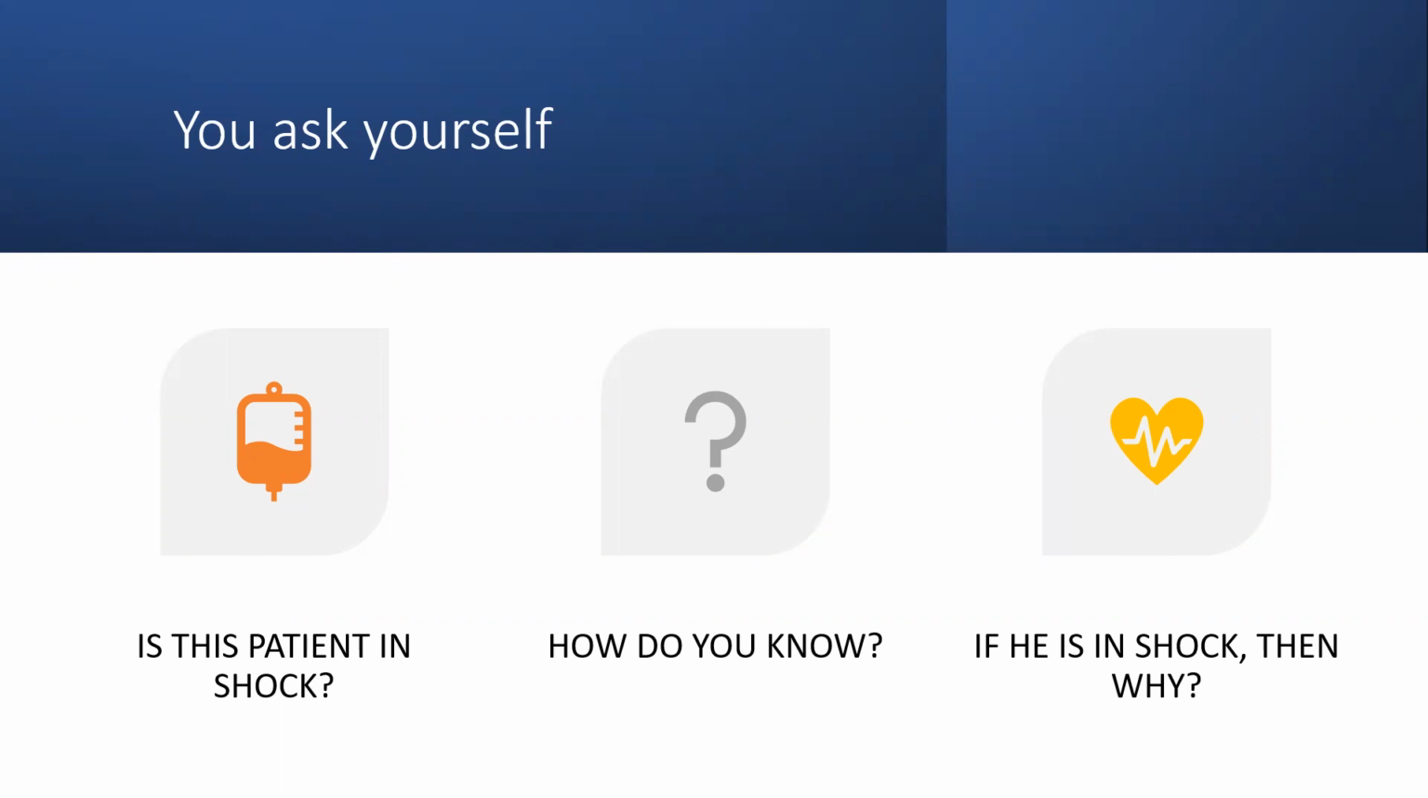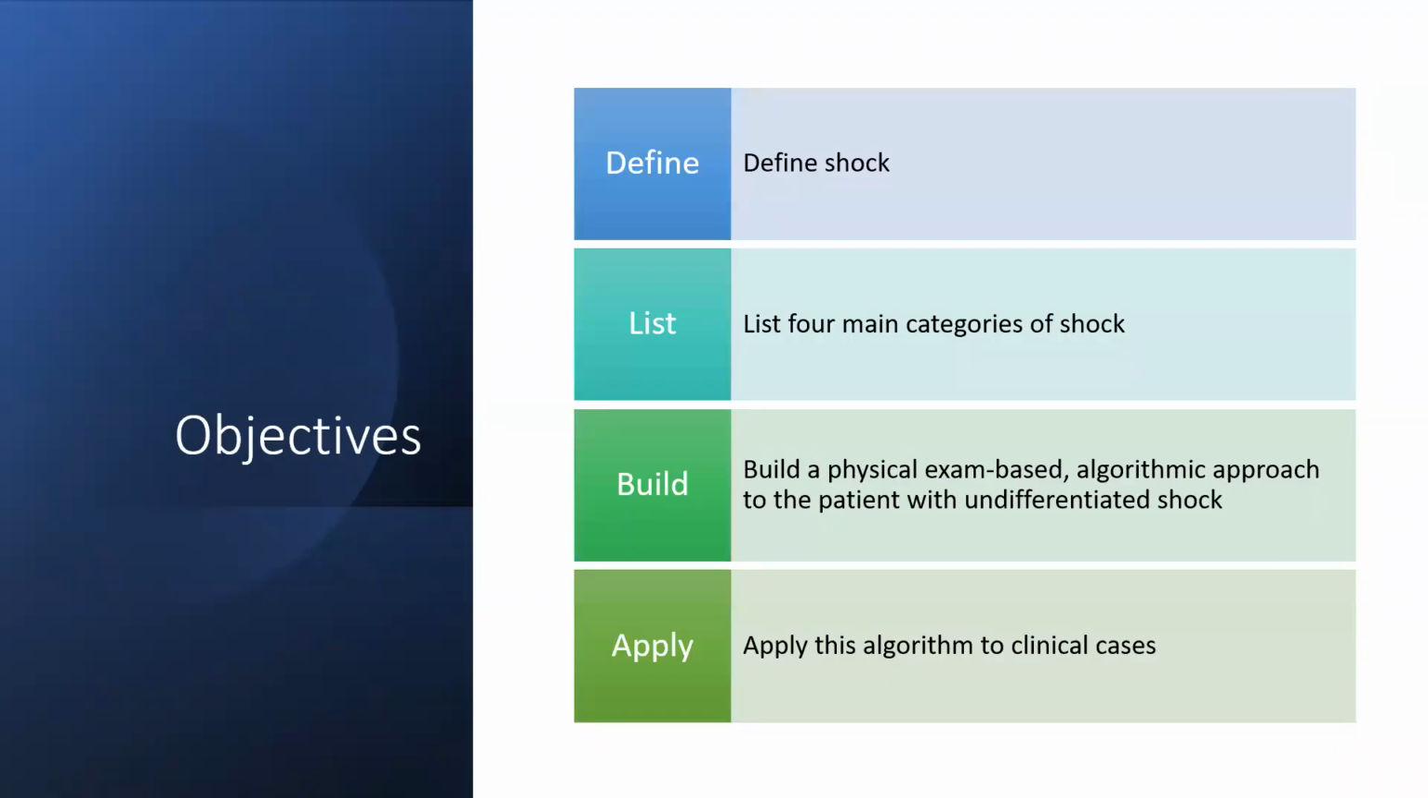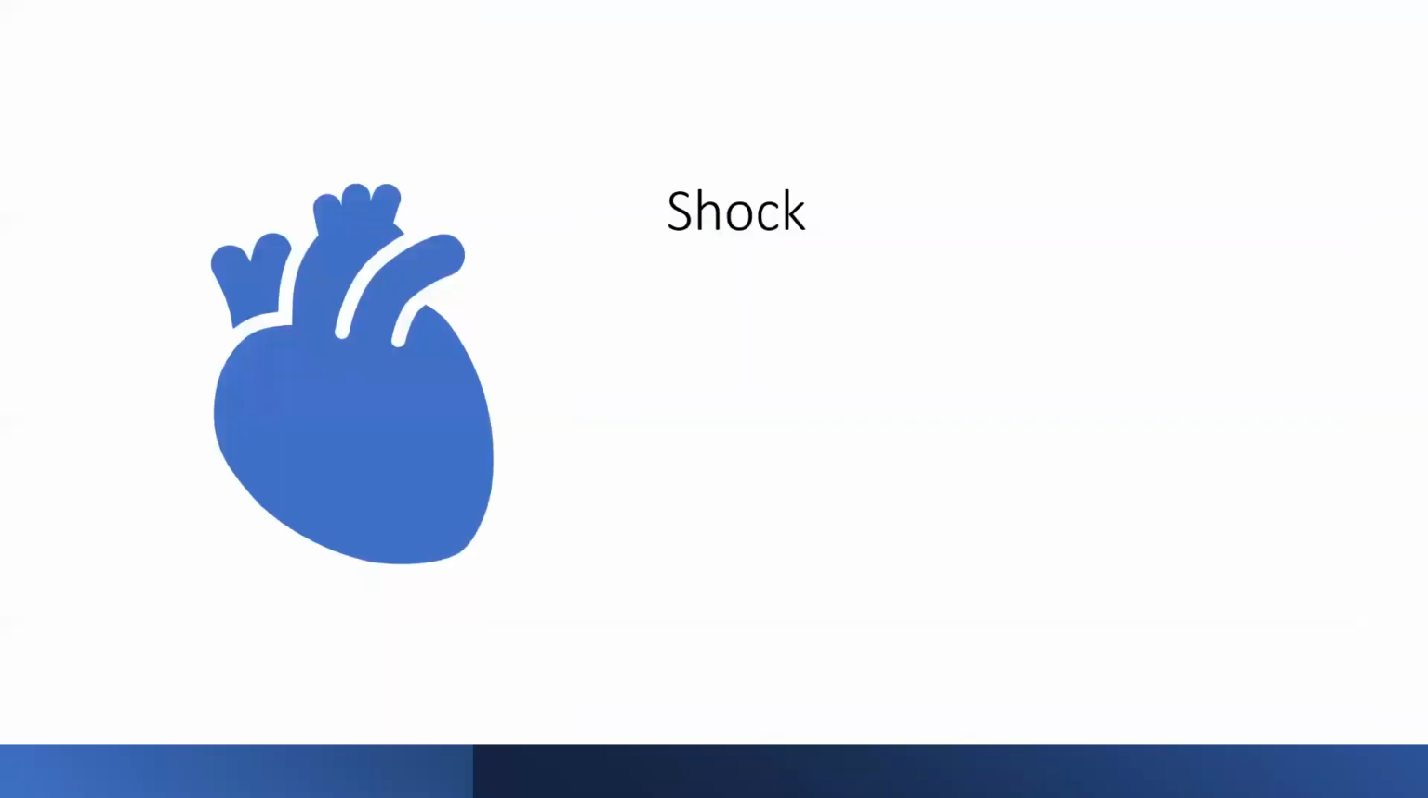And why? So today we will define shock and list four main categories of shock. We'll also build a physical exam-based algorithmic approach to the patient with undifferentiated shock, and then apply this algorithm to clinical cases. The main goal of today is to be able to rapidly assess a patient with shock and figure out why you think they have shock. It's not necessarily a management-based lecture, just because management of each different kind of shock is its own talk in and of itself, but I'm happy to answer management questions if you have any.